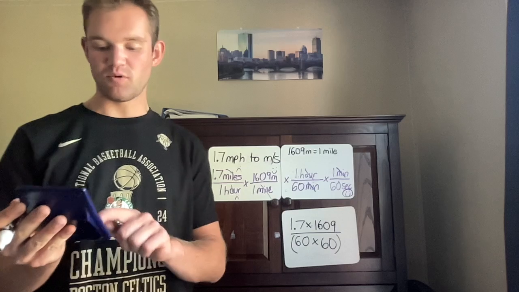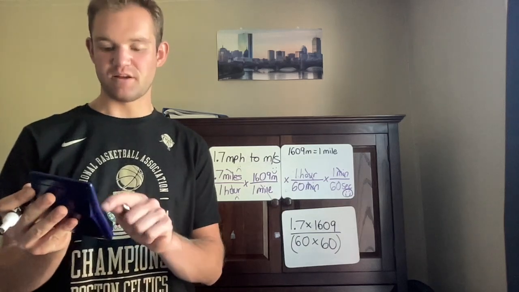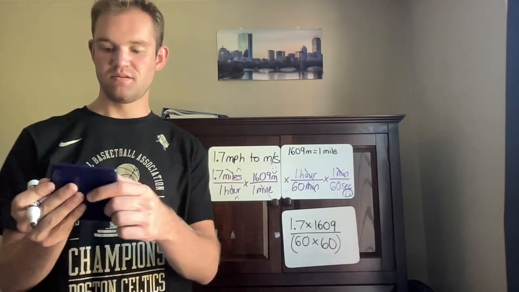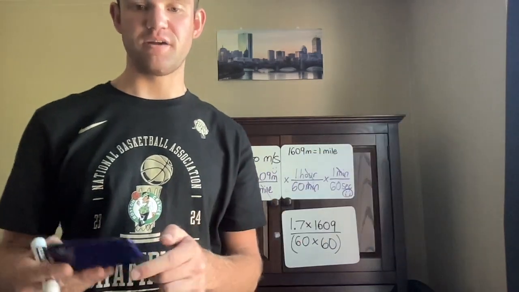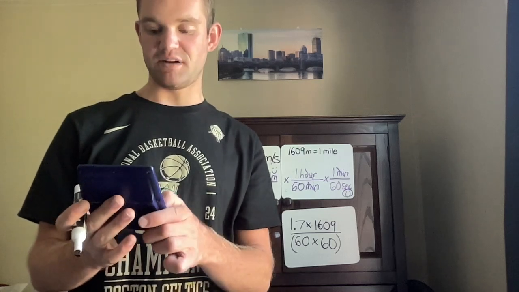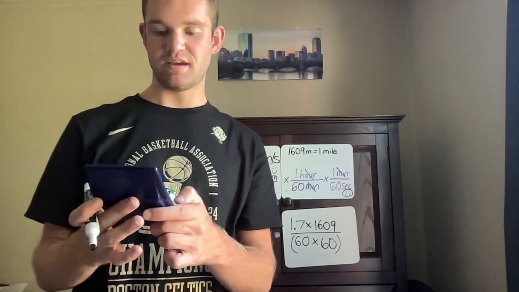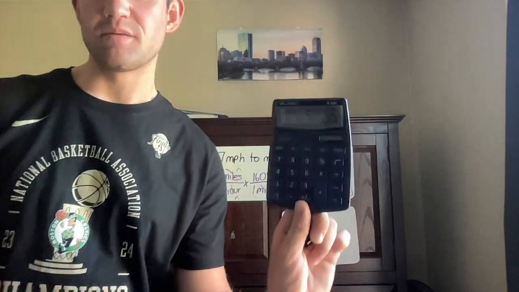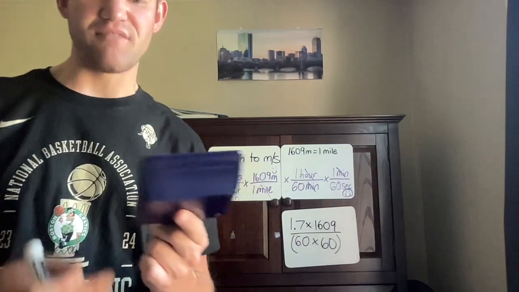Here we go. 1.7 times 1609. I'm getting, big number, 2,735.3. We're going to divide by 60. Hit enter. Hit divide by 60 again. Hit enter. And yeah, this kind of sucks for a speed. I'm getting 0.759. And how many sig figs did we start with?